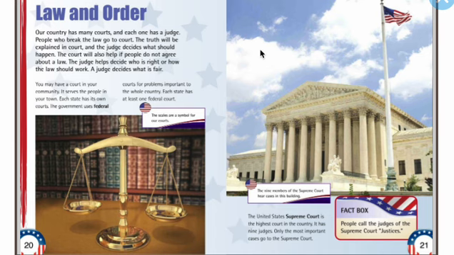So, you may have a court in your community. It serves the people in your town. Each state has its own court, and the government uses federal courts for problems important to the country. Each state has at least 1 federal court. So our Supreme Court is the highest court in the land, and it has one of the most important jobs. Only the most important cases can go to the Supreme Court.